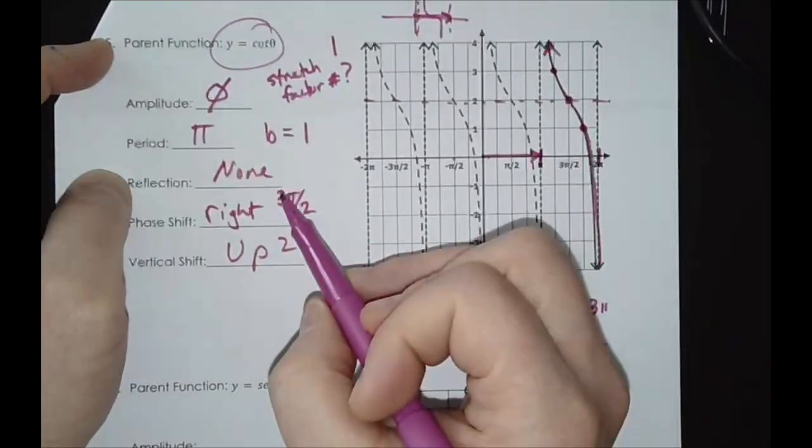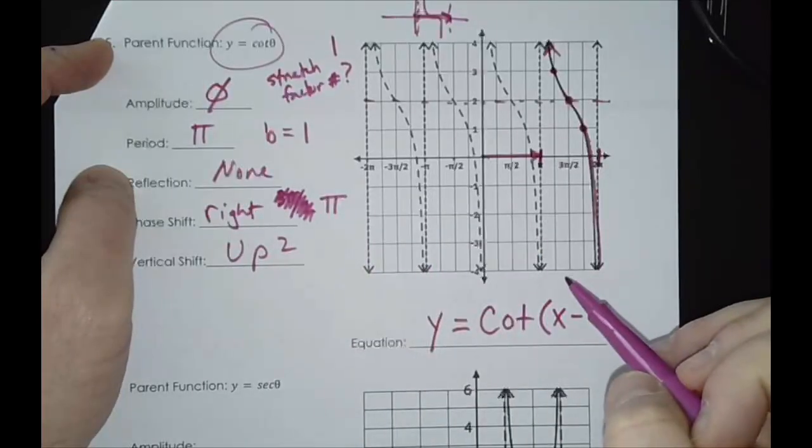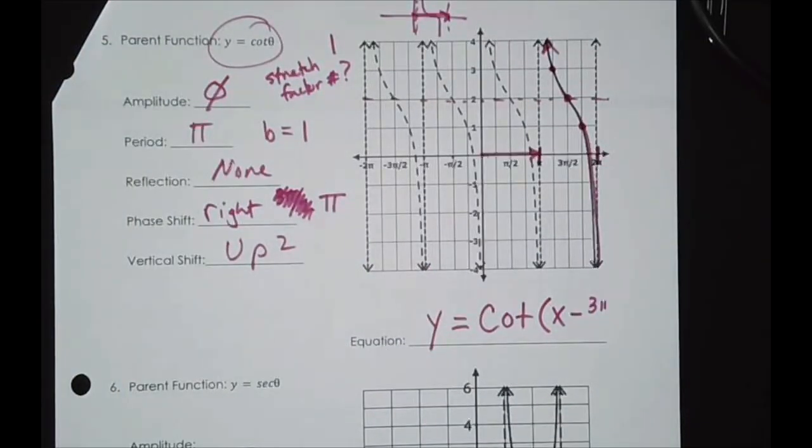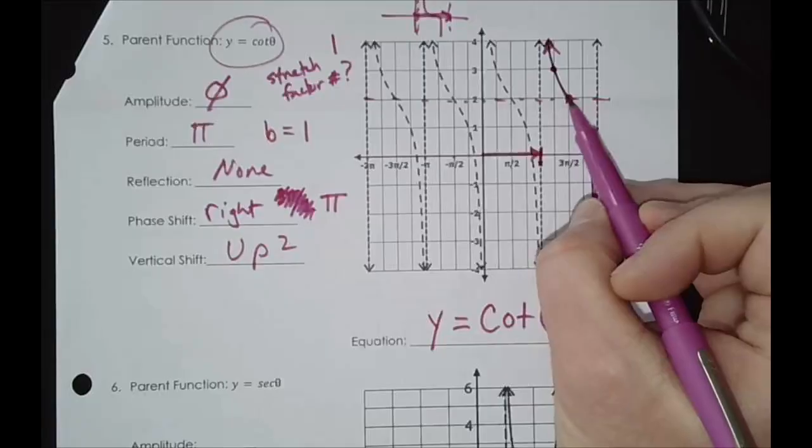Wait, that means I answered this one wrong. No wonder you said that. What's that? It did move over 3 pi over 2. That twist point is normally at pi over 2. It moved over by pi.